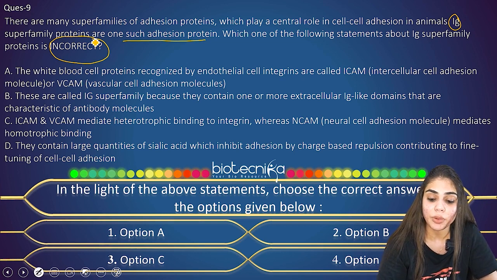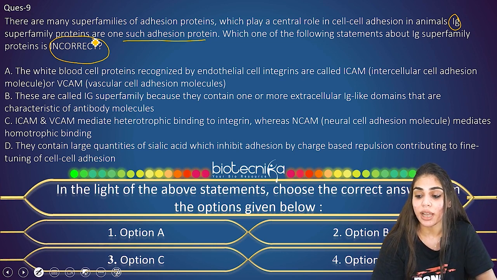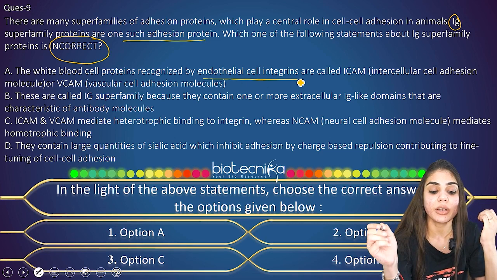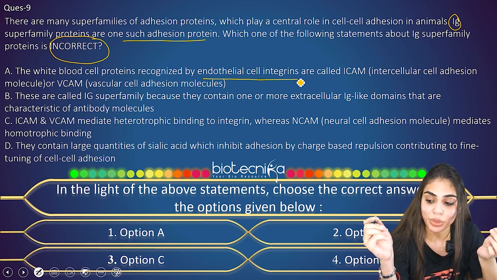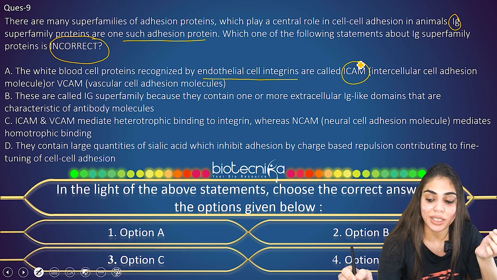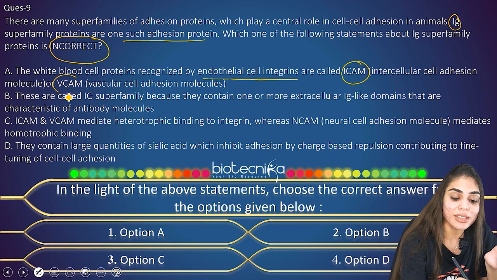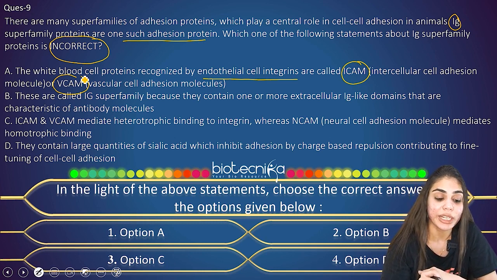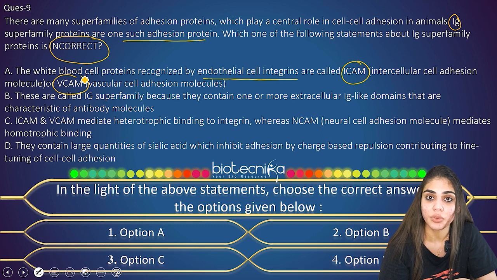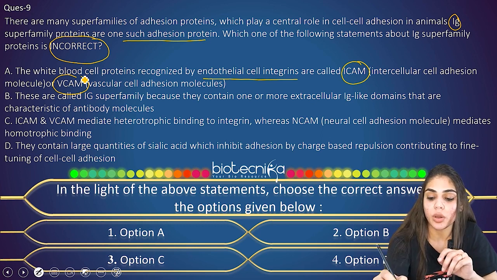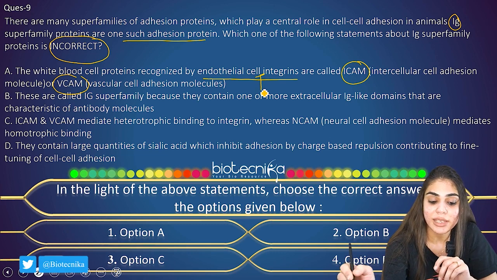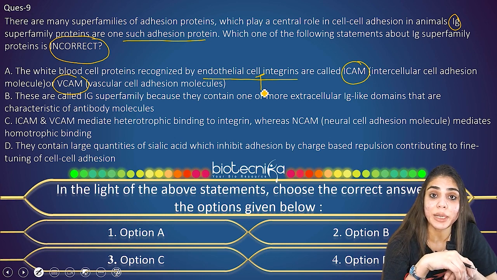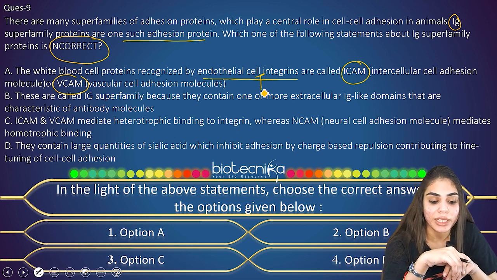The white blood cell proteins recognized by endothelial cell integrins are called ICAM or VCAM. So we know that endothelial cell integrins are used to identify the white blood cell proteins, and these proteins are called ICAM and VCAM. So this option is true, and here you have to select the incorrect statement. All of these, ICAM and VCAM, are used to identify the white blood cell proteins.